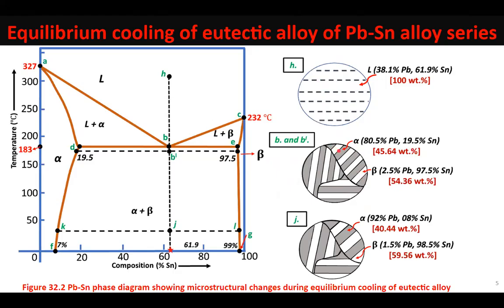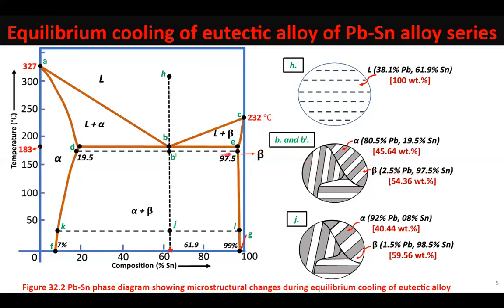So you have this alternate lamellae of alpha and beta. The alpha that you get because of the eutectic reaction is the alpha containing the maximum amount of solute in it, and the solute is tin. So you'll find that alpha is of 19.5% tin, and this is the saturation level of tin that can be accommodated in lead. Similarly, the beta that you have obtained again contains the maximum amount of lead that could have gone into tin.